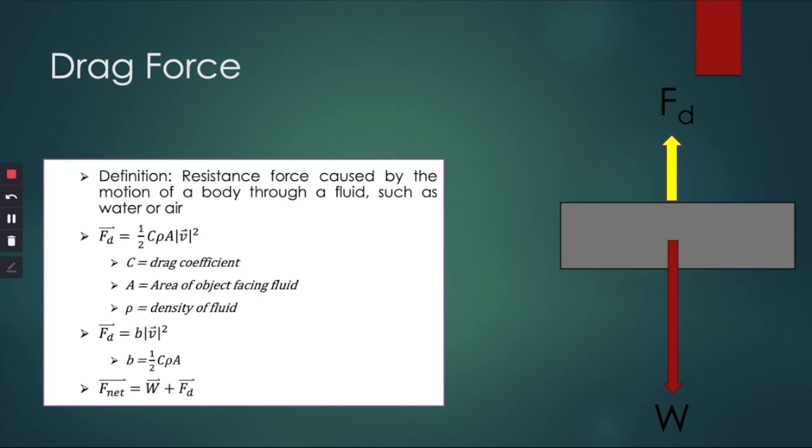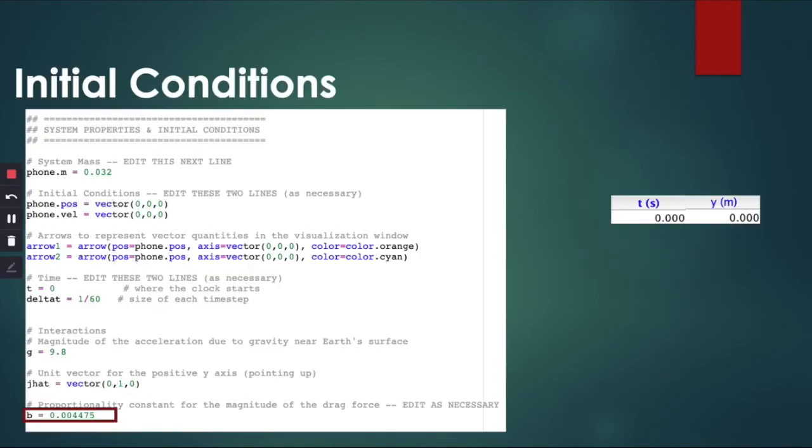What is this drag force that I mentioned previously? It's the resistance force caused by the motion of a body through a fluid, such as water or air. Drag force is given by a formula shown on the slide. However, for our purposes, we'll set the constant to a variable b. On the right, you see the free body diagram, and the equation of the net force is presented at the bottom of the slide. We changed the initial conditions to account for the drag force.